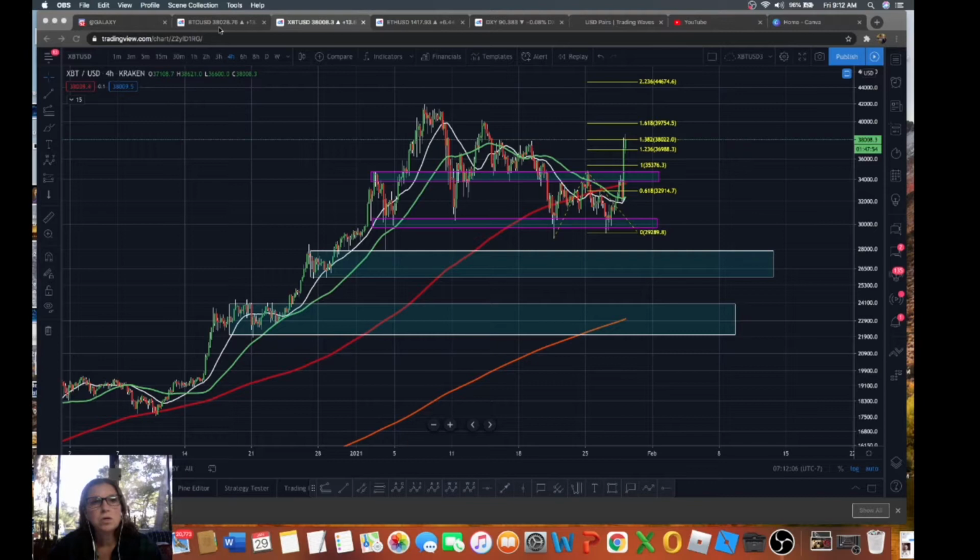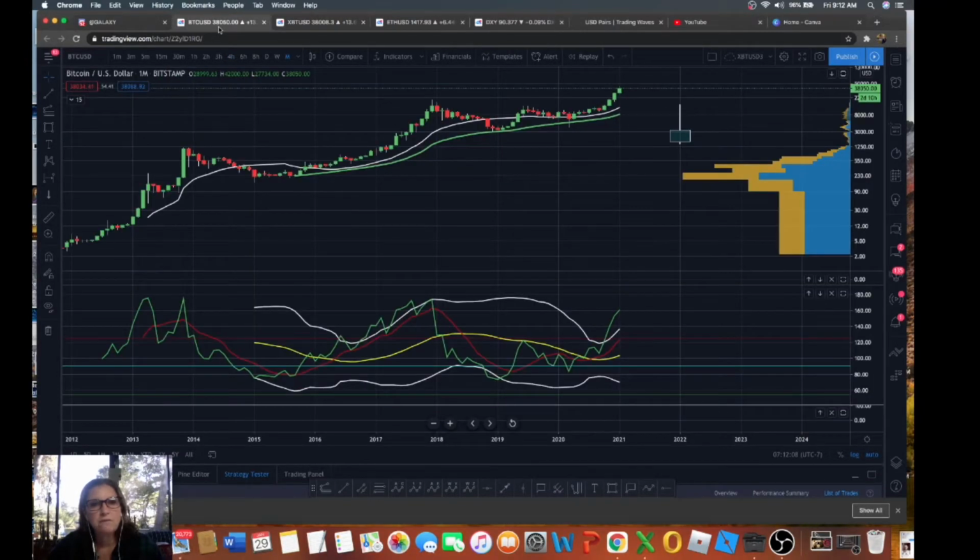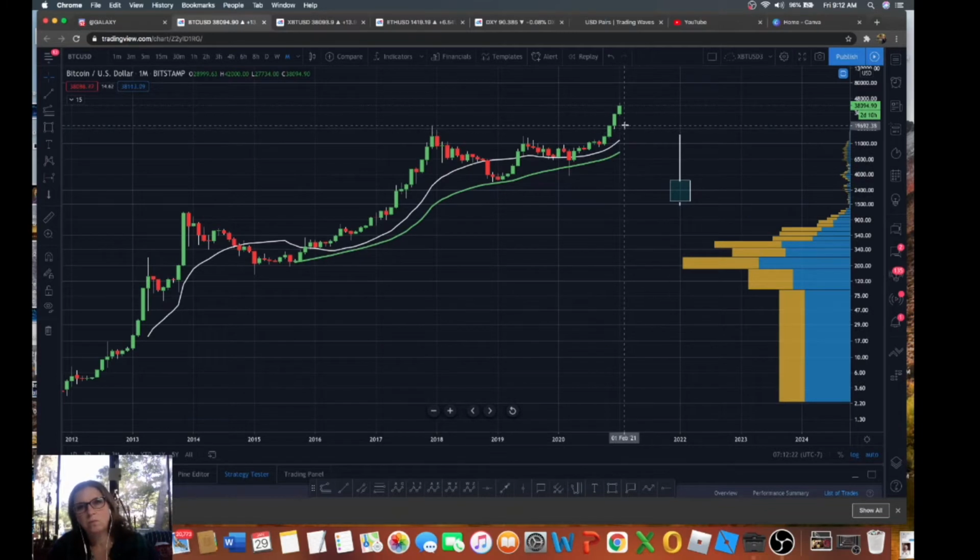We are going to start out on the monthly time frame. What I want to point out on the monthly time frame is this current monthly candle that we have. Right now, we've pushed up a little bit since yesterday. But what we don't want to see is this come back down and create a candle that looks like this.